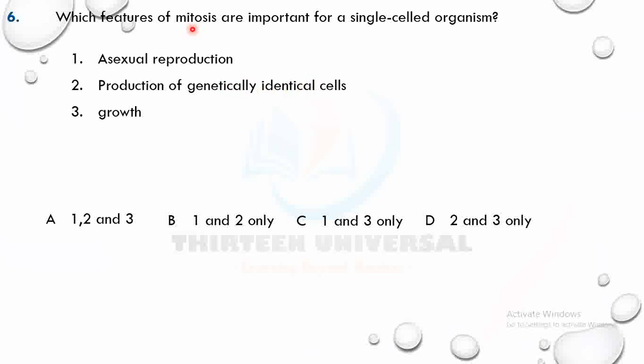cells. Yes, mitosis helps to produce genetically identical cells. Growth. Yes, mitosis helps in growth, but in multicellular organisms, because as cells continue to increase in number, the multicellular organism grows. But in single cell, mitosis does not help in the growth of single cells. What helps is protein synthesis, increase in number of organelles, ATP synthesis and all of that. So 3 is not correct. So it's only 1 and 2. Okay, so the answer is B.